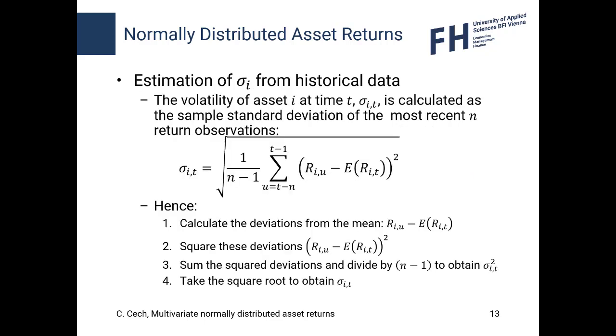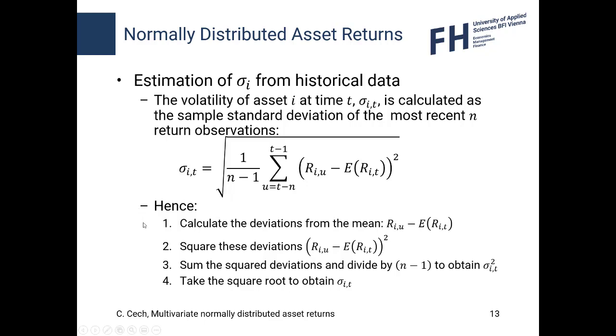Now let's turn to the estimation of the volatility from historical data. The volatility is estimated as the so-called sample standard deviation of the most recent N return observations, and this is the formula for the sample standard deviation. Now, I understand that some people don't like formulas so much, so I try to translate this formula into a cookbook recipe, which I have summarized here.